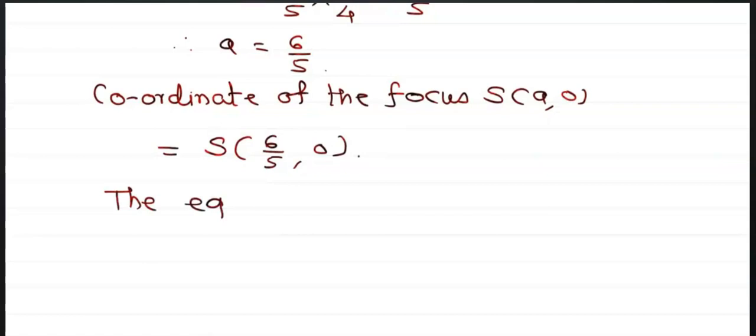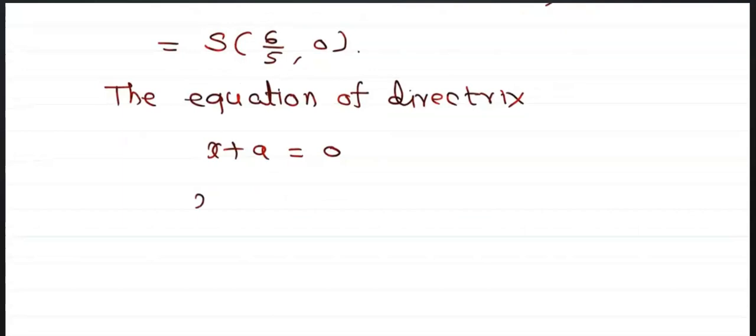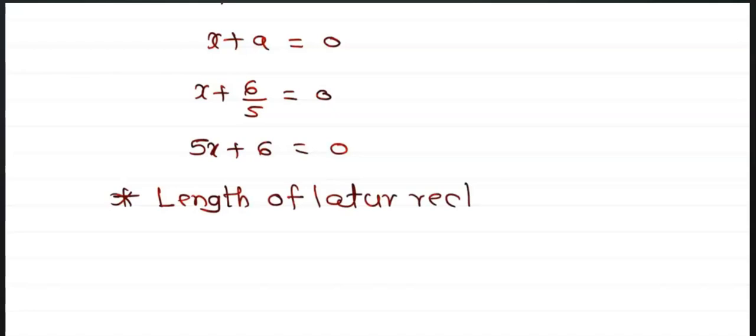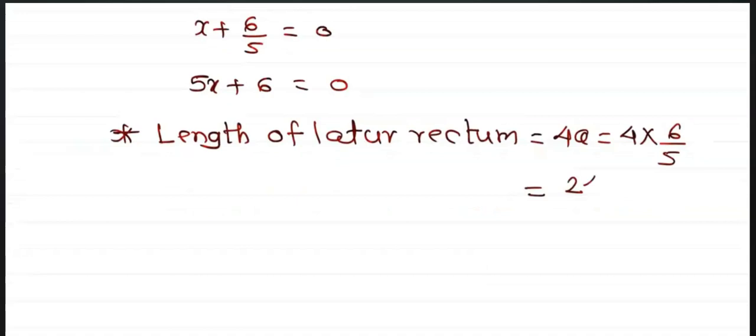Equation of the directrix is x plus a is equal to 0. x plus 6 upon 5 is equal to 0. 5x plus 6 is equal to 0. Next is the length of the latus rectum. That is 4a, 4 into 6 upon 5, that is 24 upon 5.